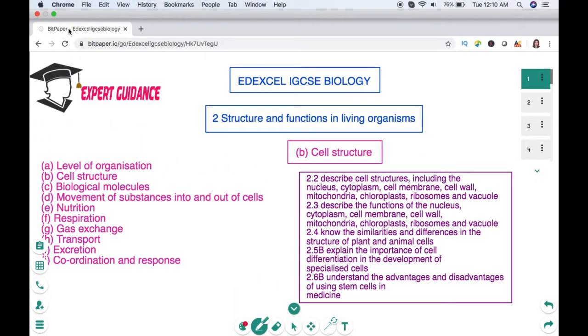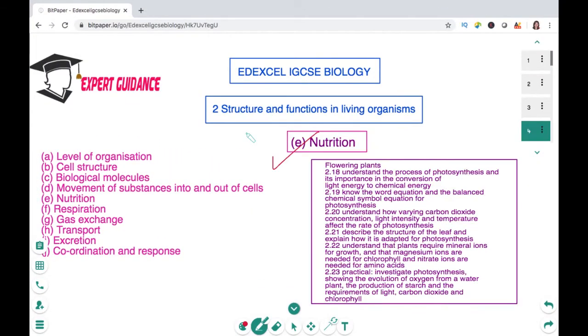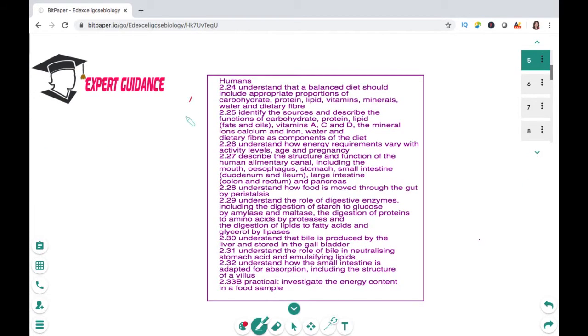Today in this video we'll be covering the topic of nutrition of the Unit 2 Structure and Function in Living Organism. Now this is a very important topic, and in this video we'll be covering nutrition in plants as well as in animals. In plants, we know that plants make their own food, so we'll be covering the concept of photosynthesis, how photosynthesis takes place, what are the factors that affects photosynthesis, how plant is adapted for efficient photosynthesis, and in humans we'll be covering the concept of digestion.